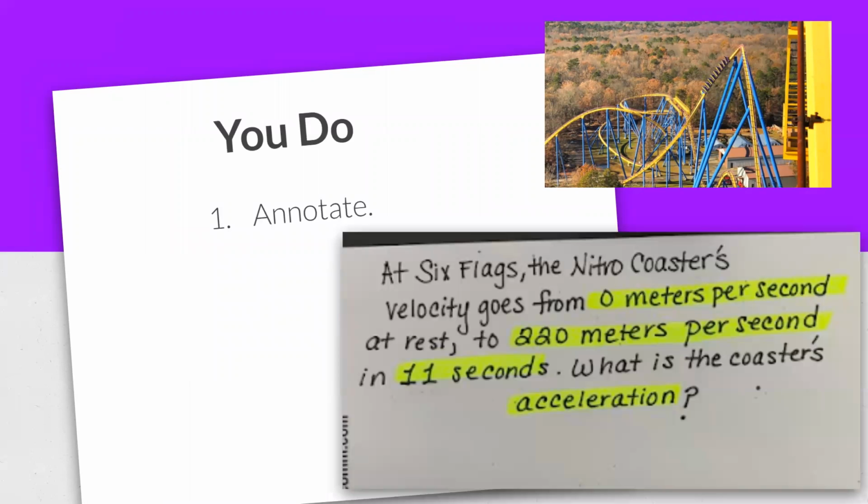Great. Let's annotate. What do we annotate here? What do we see? 0 meters per second, 220 meters per second, 11 seconds, and what we're solving for and what formula we're going to have to look out for: acceleration.